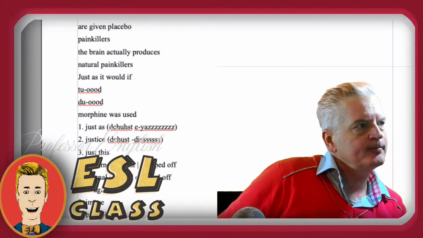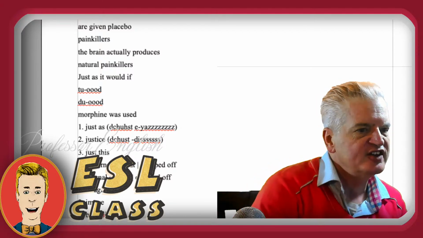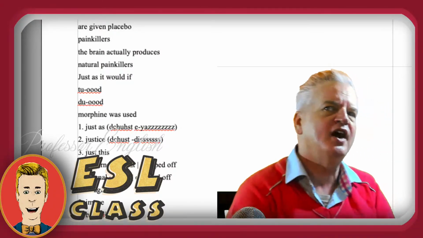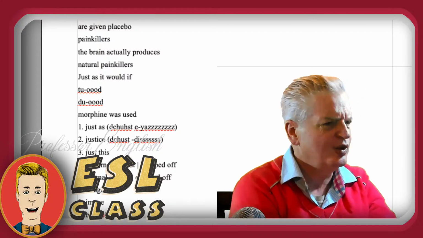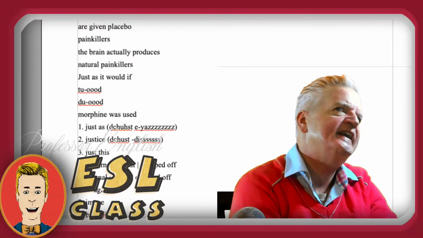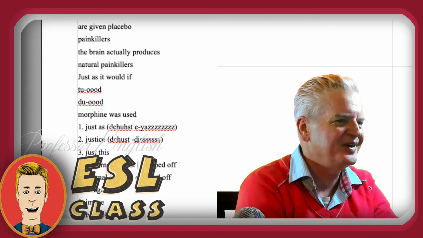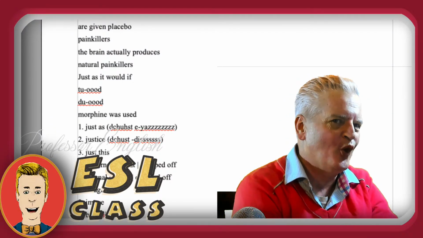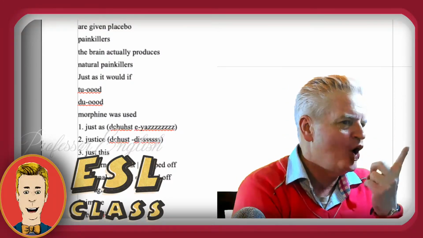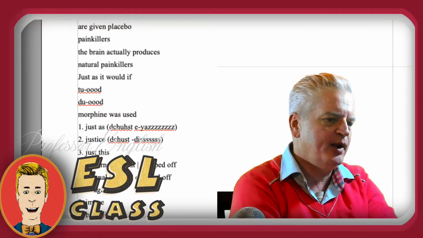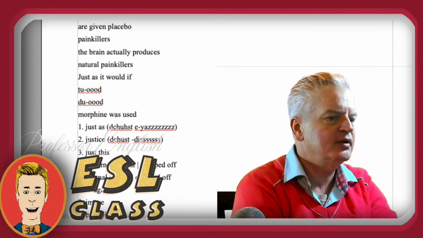Are given. Placebo. What do you think about that word? Are those long sounds or short sounds? Pla. That's short. What about the next part? Oh, that's so long. That's extremely long. And then O, that's always long, because it's two sounds. Placebo. Are given placebo.